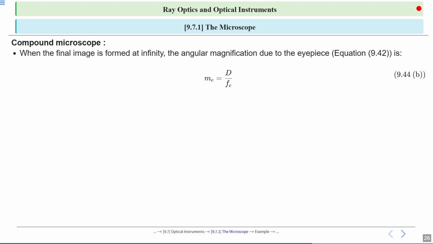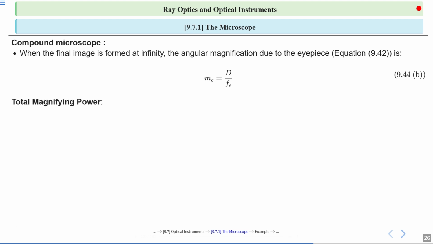So here's the formula for the angular magnification due to the eyepiece. ME equals D upon FE. In this equation, D represents the least distance of distinct vision, typically around 25 centimeter, and FE is the focal length of the eyepiece. This formula helps us calculate how much the eyepiece magnifies the image when the image is formed at infinity. So mark it as equation 9.44 b. Okay, so when the image is formed at infinity, what is the magnification formula for a simple microscope? That is M equals D upon F. So for the eyepiece, the magnification will be equal to D upon FE.